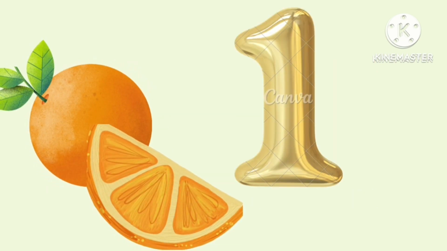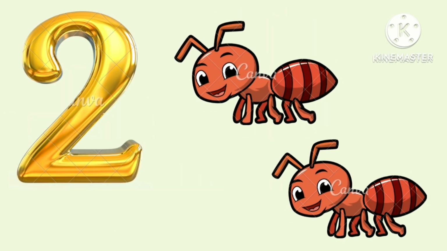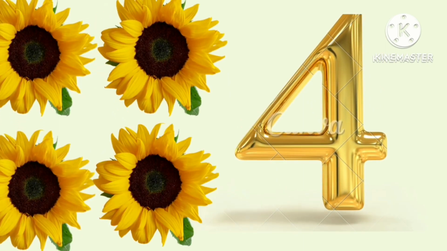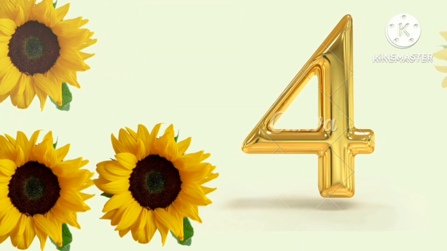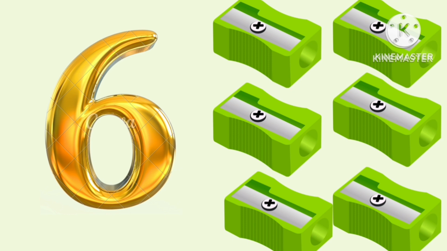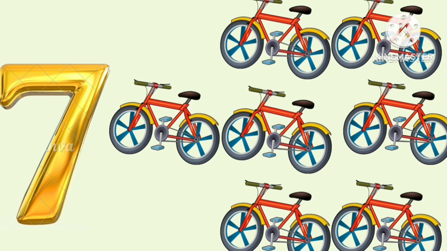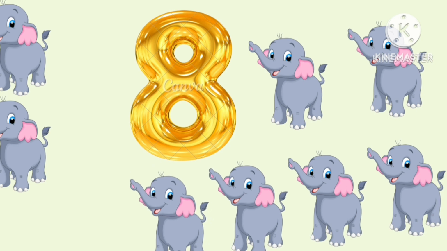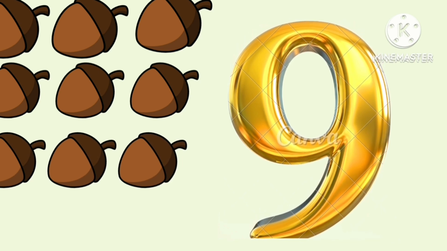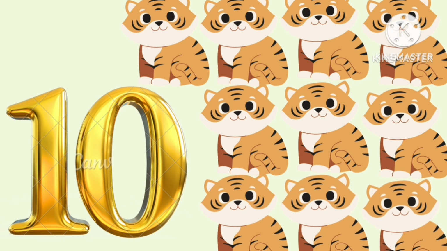One, orange. Two, ant. Three, eggs. Four, flower. Five, frogs. Six, sharpener. Seven, bicycles. Eight, elephants. Nine, nuts. Ten, tigers.